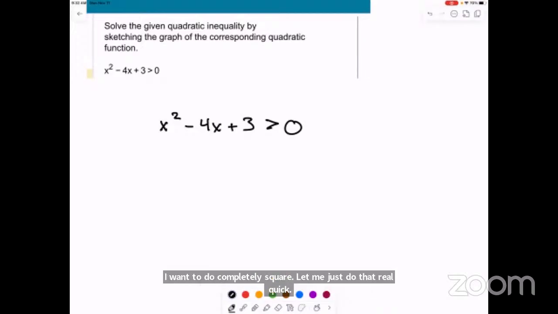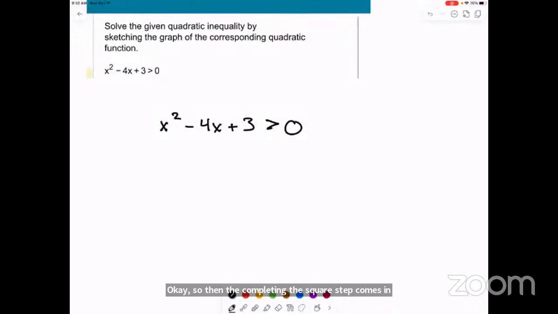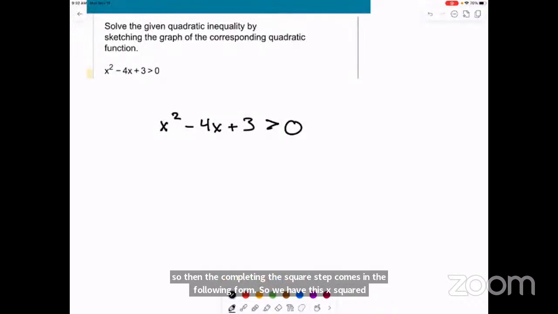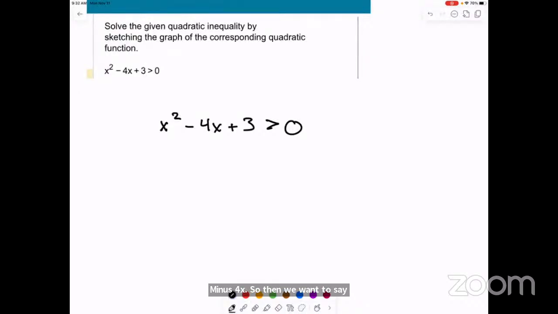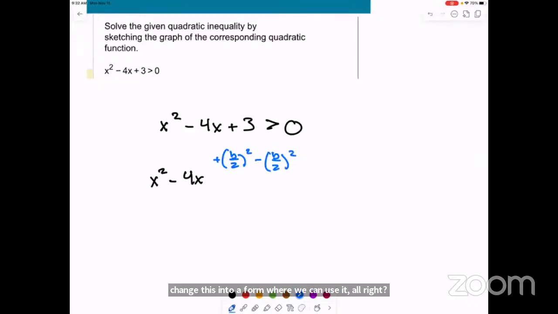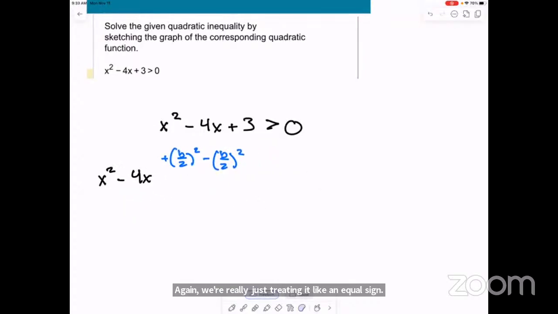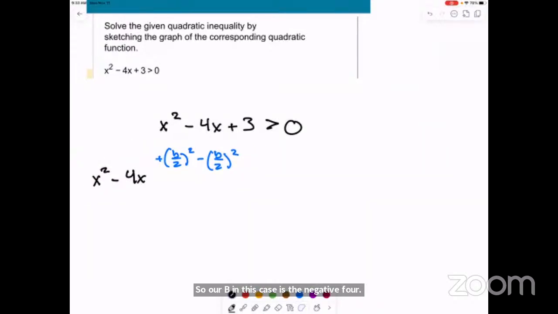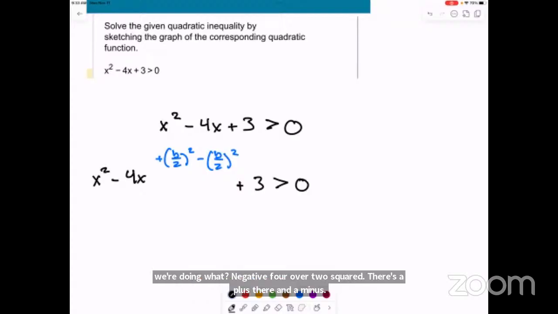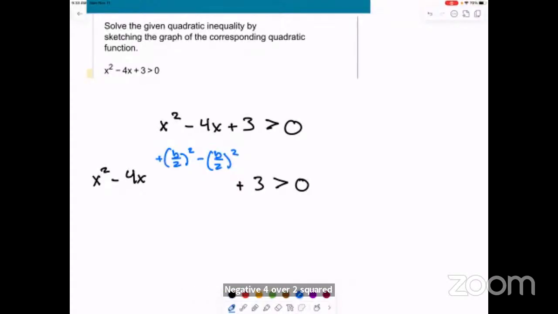Okay, so the completing the square step comes in the following form. We have x squared minus 4x, so then we want to say plus (b over 2) squared and minus (b over 2) squared. What we're doing is adding 0 in this form so that we can change this into a form where we can use it. The plus 3 essentially just comes down. Again, we're really just treating it like an equal sign. Our b in this case is the -4. So we're doing -4 over 2 squared, a plus there and a minus (-4 over 2) squared. Then (-2) squared is 4, so we're really saying plus or minus 4. I'm just bringing everything down.